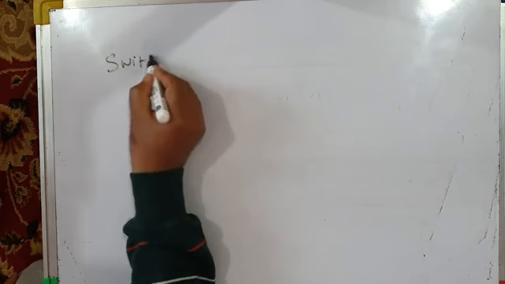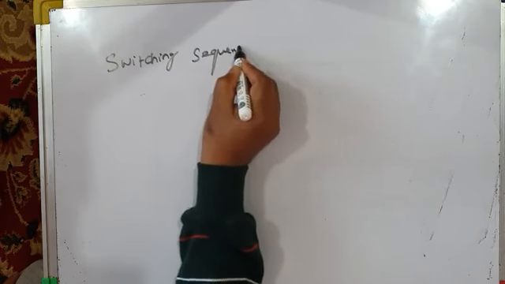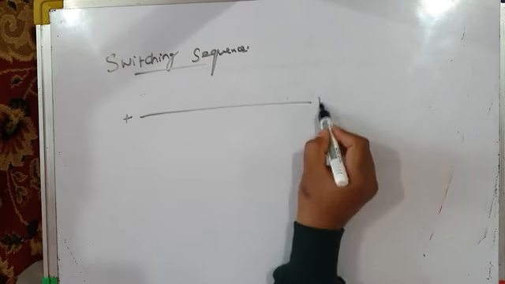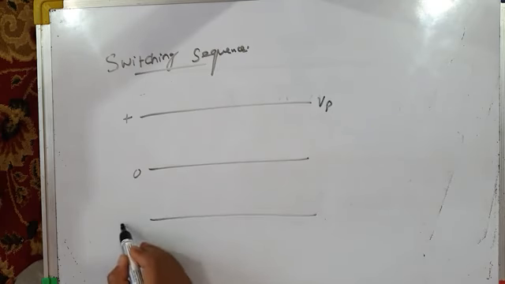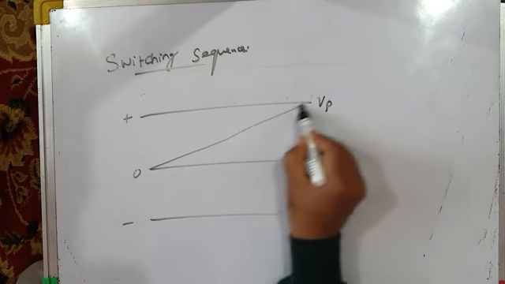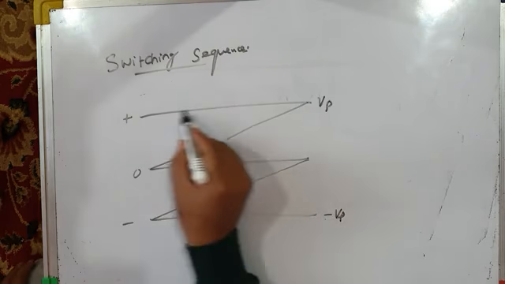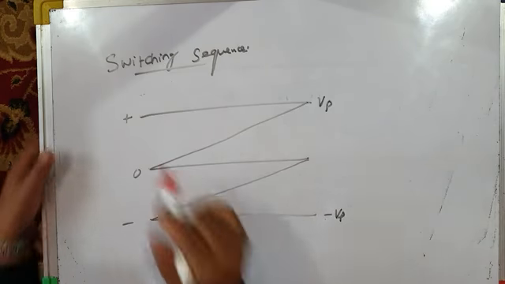Okay, what about the switching sequence? Switching sequence will be different from the normal switching sequence. For example, this is plus Vp, this is 0, and this is minus Vp. This is one carrier and this is your other in-phase carrier, right? And MR is this, because the phase leg is clamped to the positive DC bus. This is your MR.